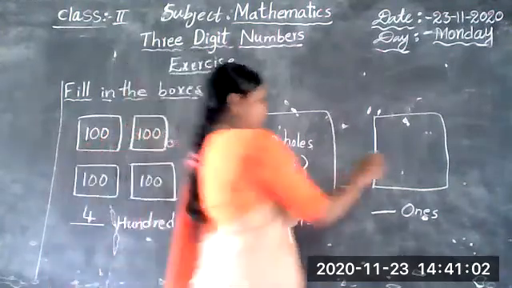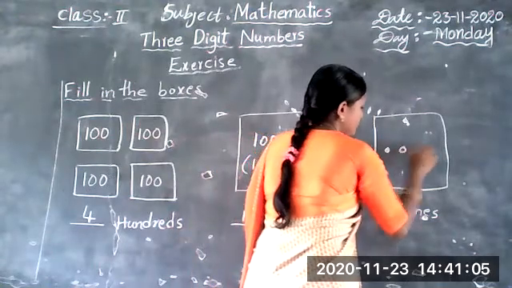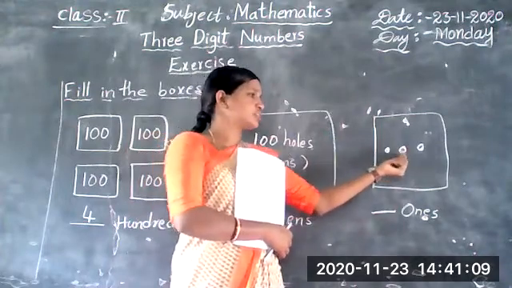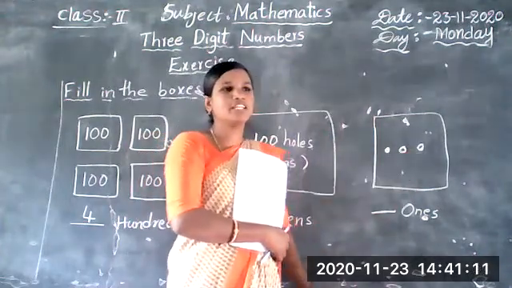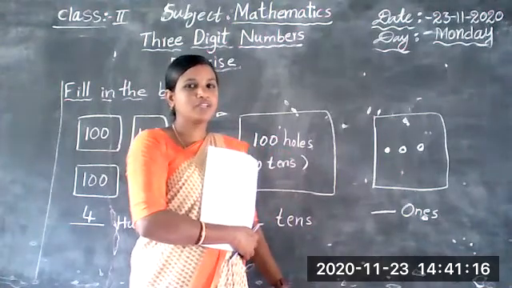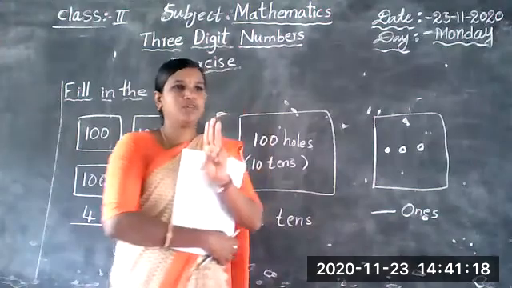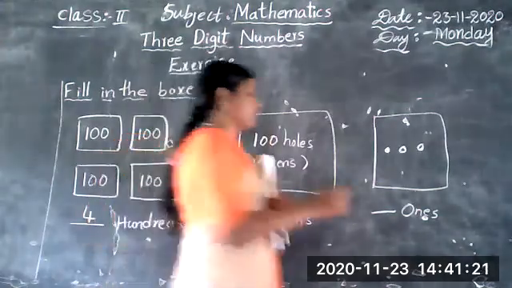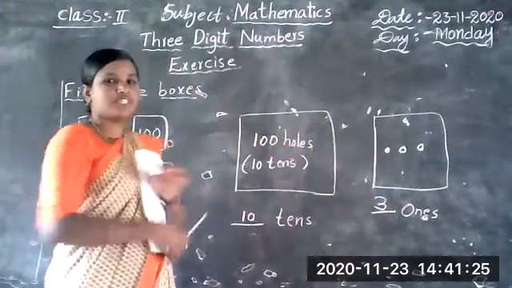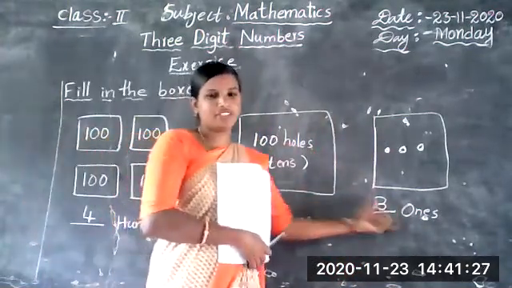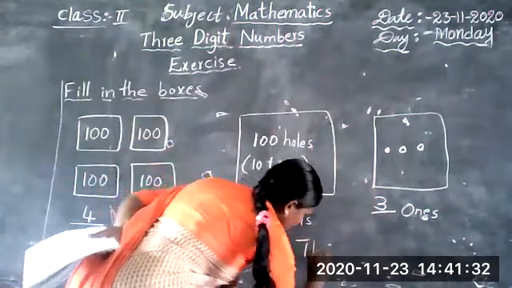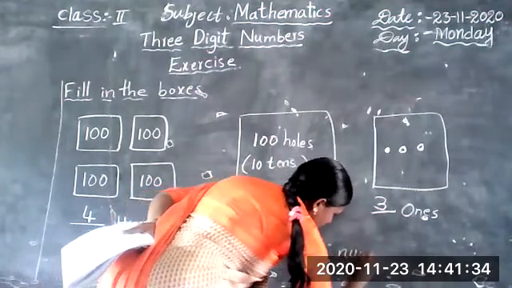Next, the ones place. 1, 2, 3. Here how many holes are there? Show me with your fingers. 3 holes. Very good. So it means 3 ones. Now the number. Now we should write the number.